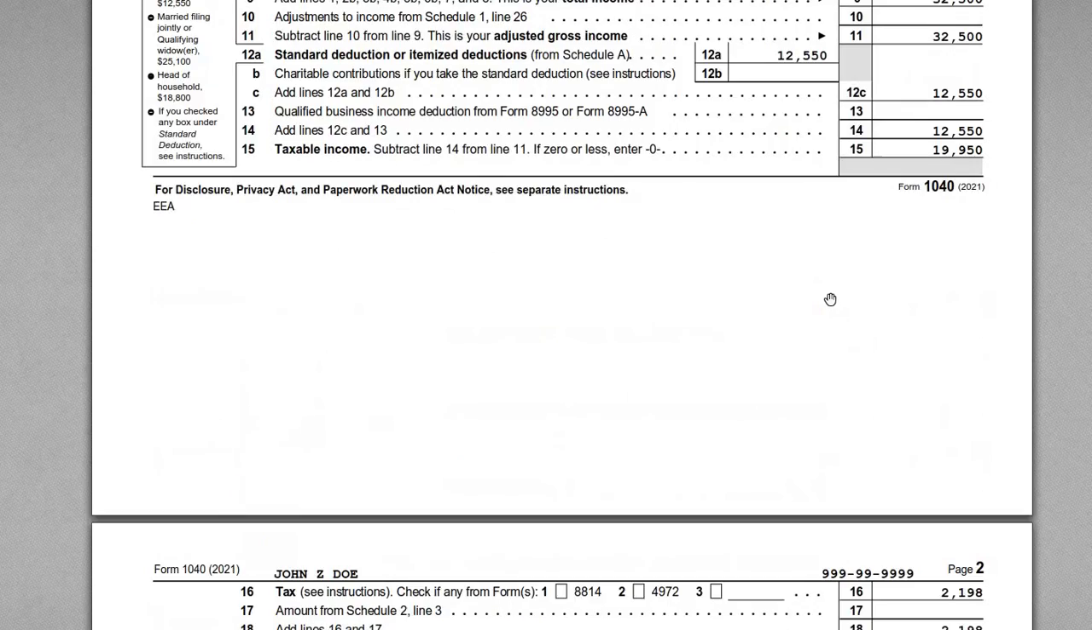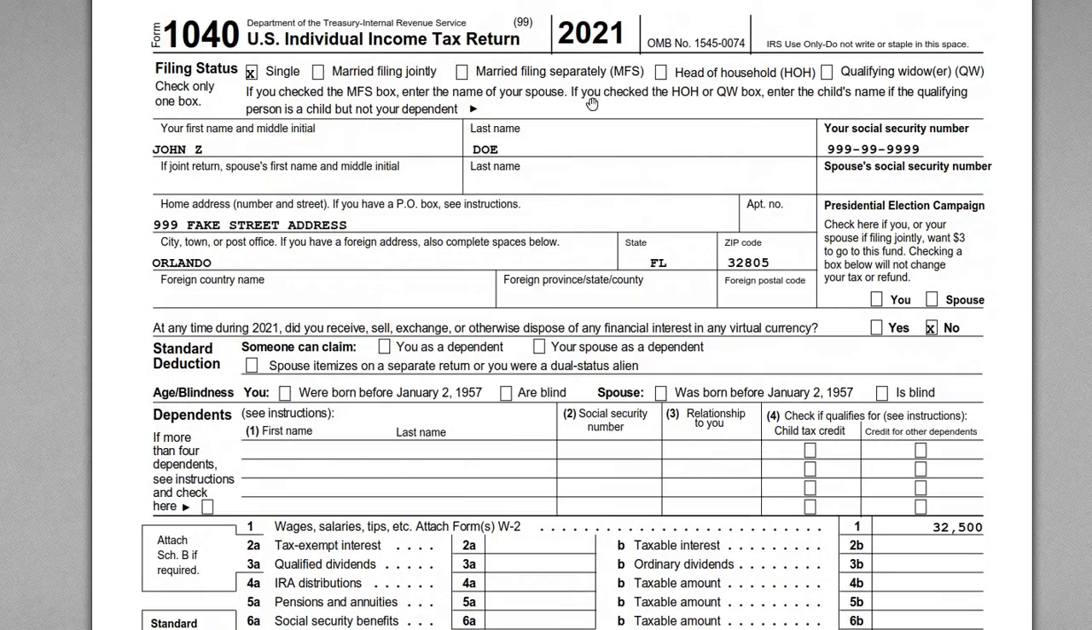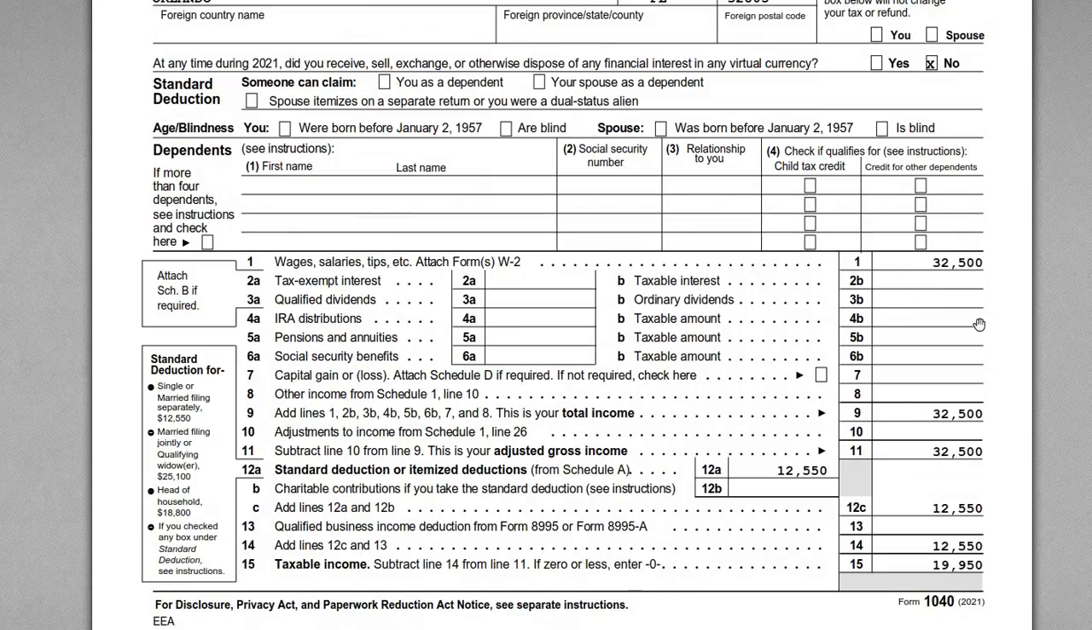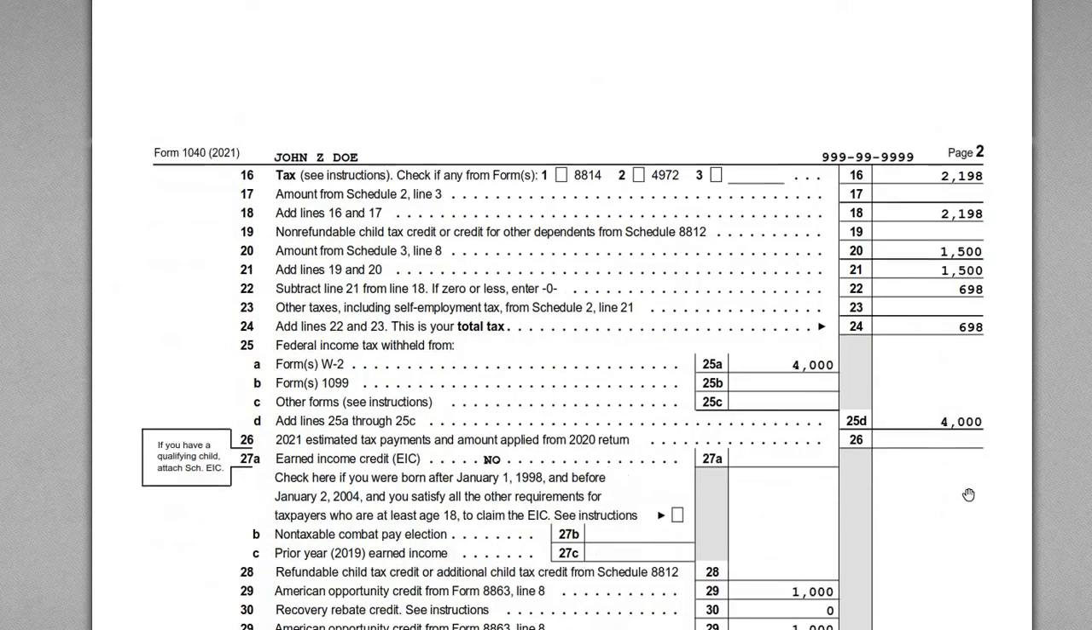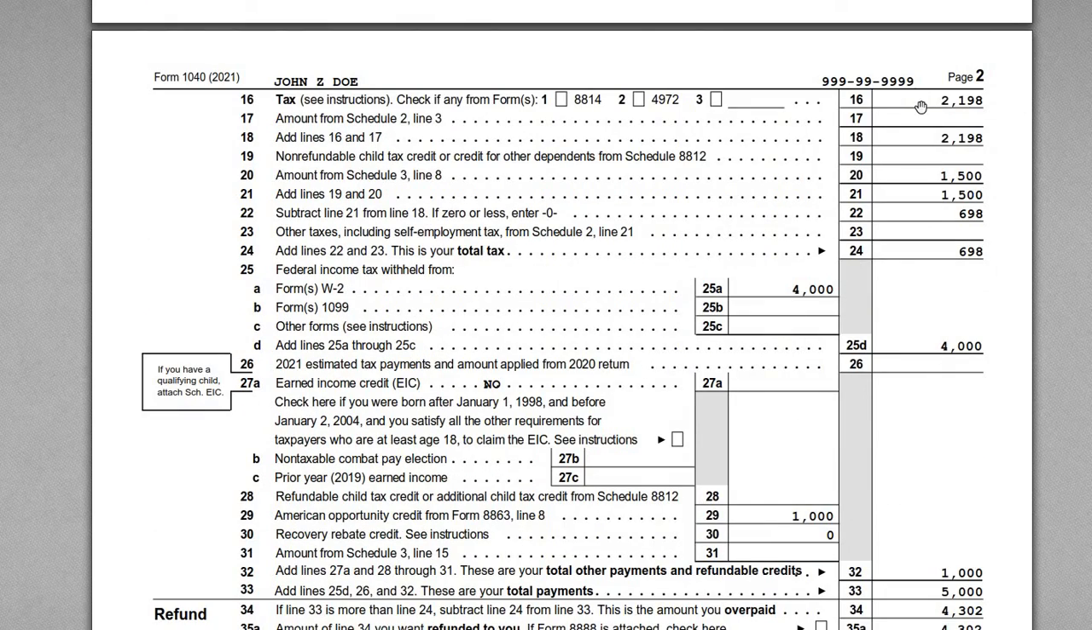So for John's tax return, we've got his 1040. There we've got his wages, $32,500. He takes a standard deduction. His taxable income is $19,950. And then the total tax computed is $2,198. So the first piece that John is going to take is the non-refundable credit from the American Opportunity Credit. That's the $1,500, which lops off that piece there of $2,198. So his net tax liability is $698.